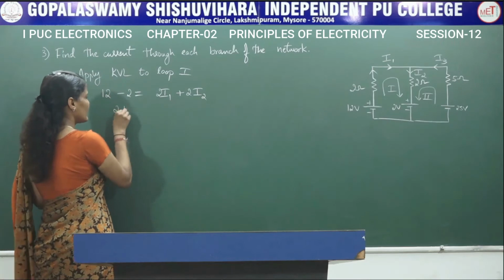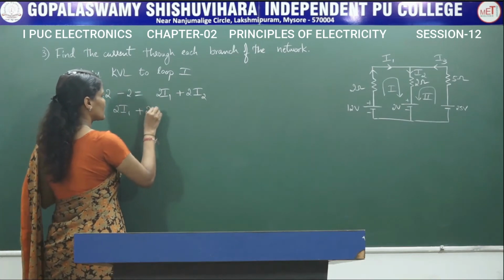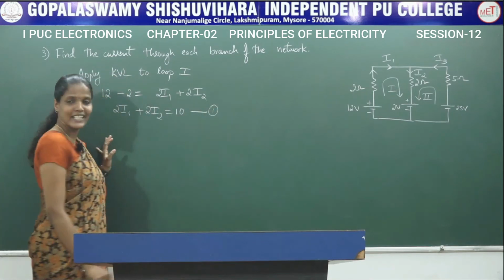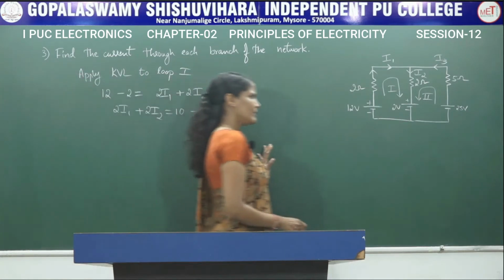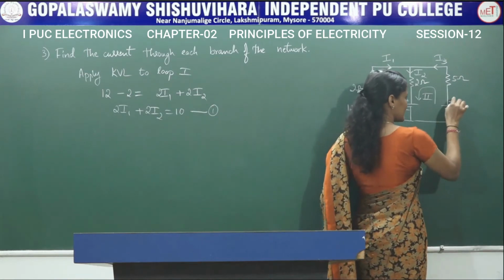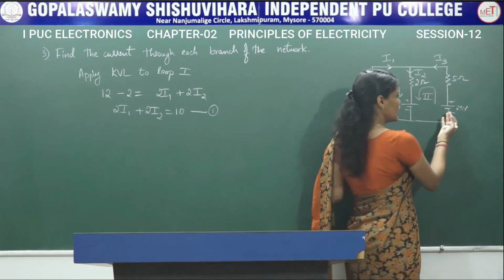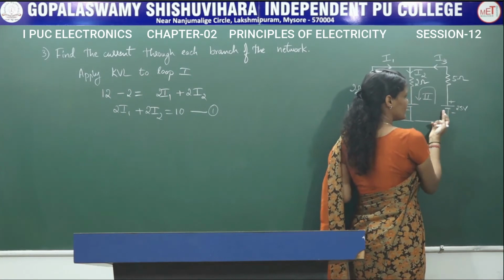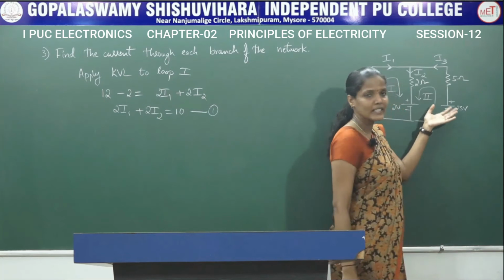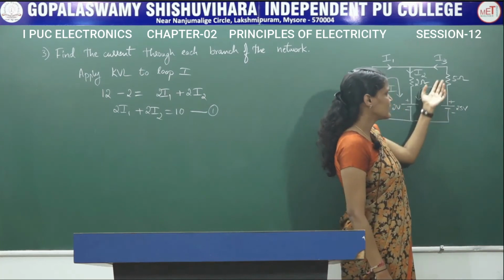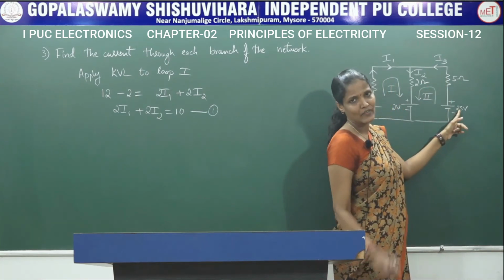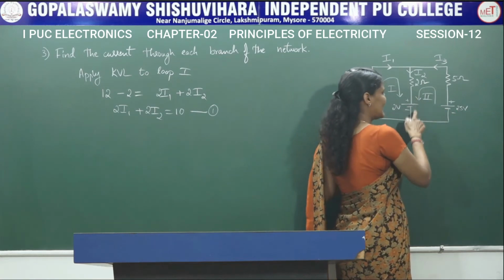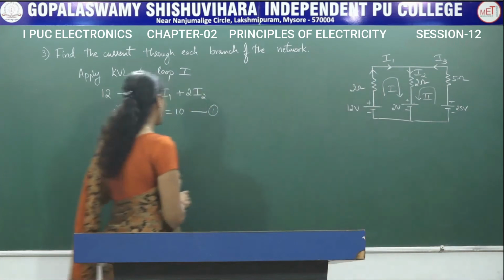So if I simplify this, 2I1 plus 2I2 is equal to 10. Let me call this equation number 1. Now coming to this, here 25 volts, this is positive, this is negative. Here, since the current is flowing from the negative terminal to the positive terminal of the 25 volts, its sign convention must be taken as positive. Whereas coming to this 2 volts, here we have to take the negative sign convention.